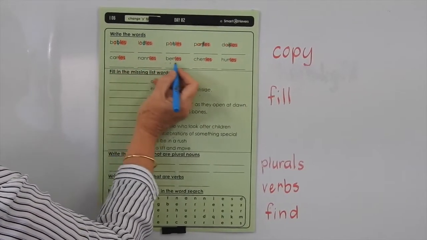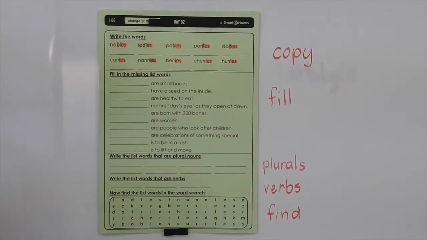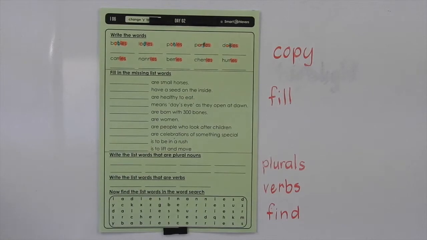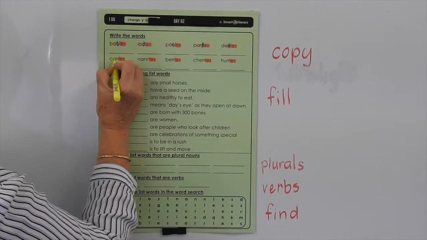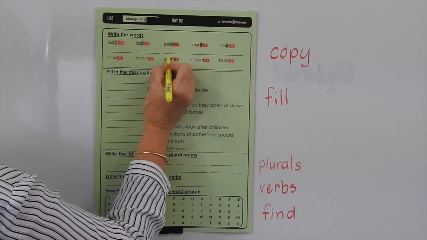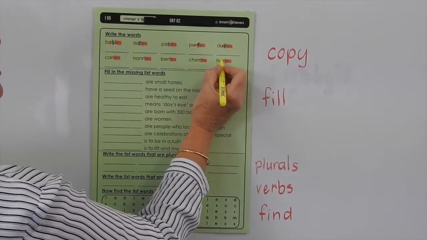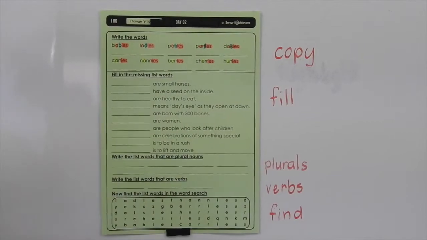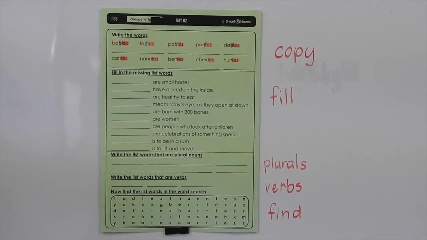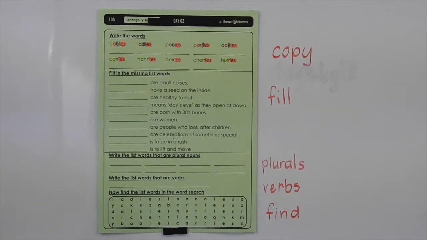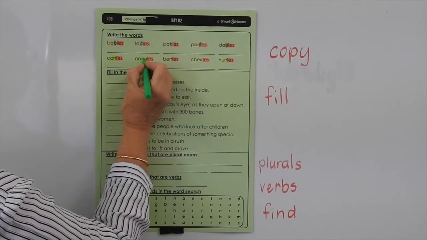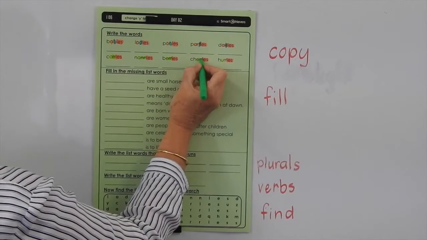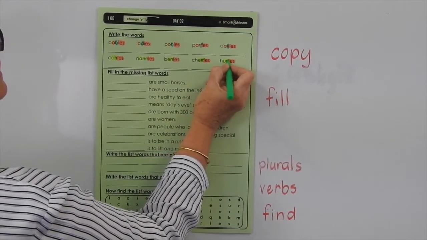And then here, in these ones, we've got short vowel sounds. So highlight the short vowel in carries, nannies, berries, cherries, hurries. And we know after a short vowel sound, we're going to put two consonants. So you can colour in the two consonants down here in all of these words.